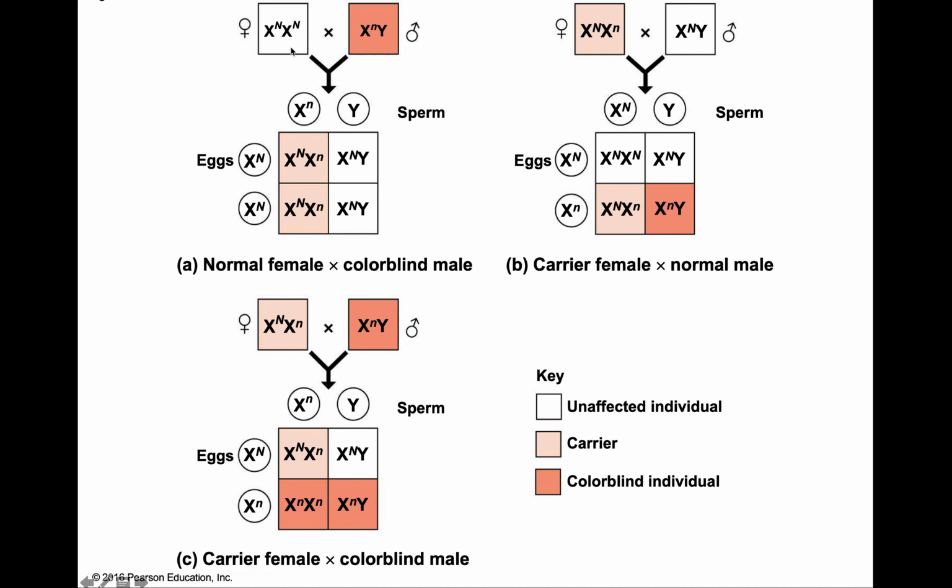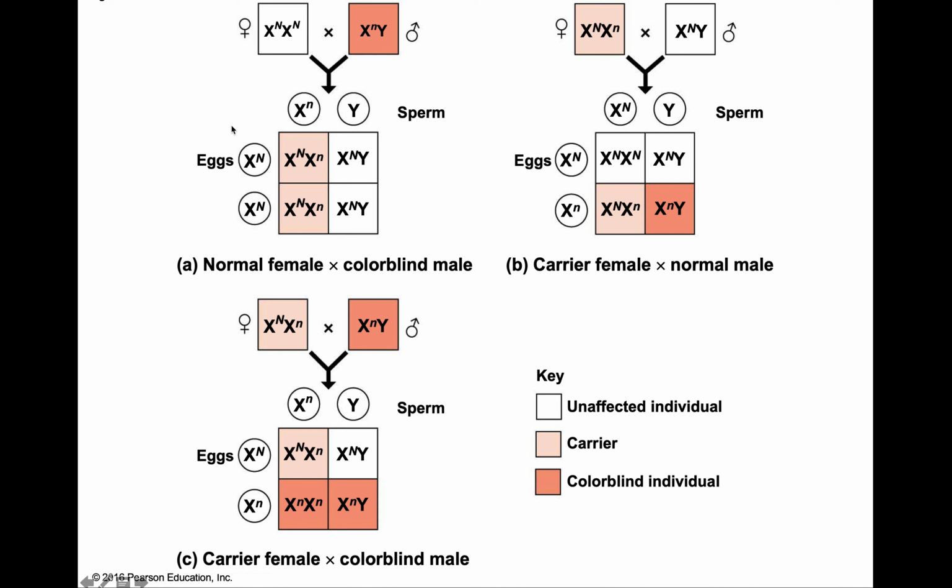And here we see a normal female. A normal female, because of the XX and the capital N. Here we have a male that is XY, letting me know it's a male, but we see that it's also a colorblind individual because of that Y there and that little n there. So we have a normal female with a colorblind male.